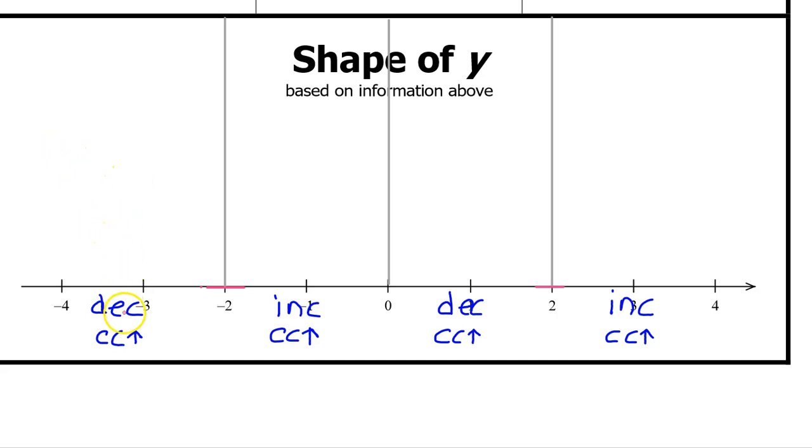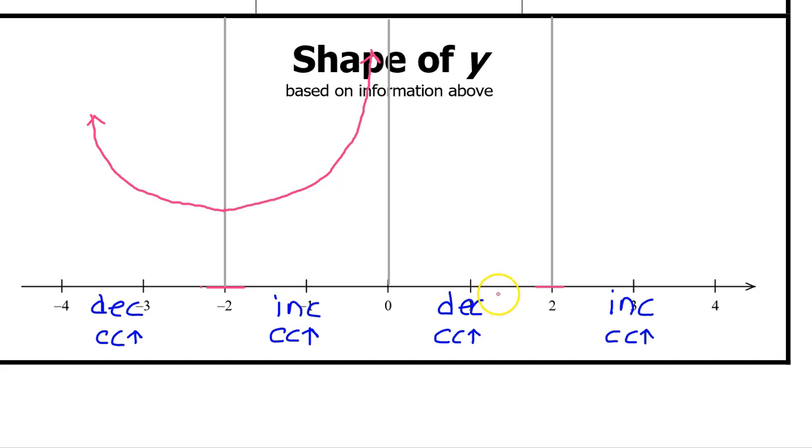In the first interval, y needs to be decreasing, concave up, and form a horizontal tangent line at the end of the interval. So here we go. Decreasing, concave up, and rounding out at a horizontal tangent line. In the next interval, y needs to be increasing and concave up. Now, y is undefined right here. This is probably a vertical asymptote. So I'm just going to do increasing and concave up and avoid that thing.